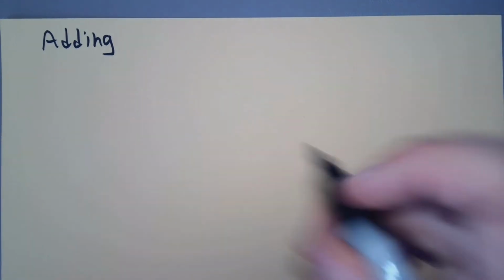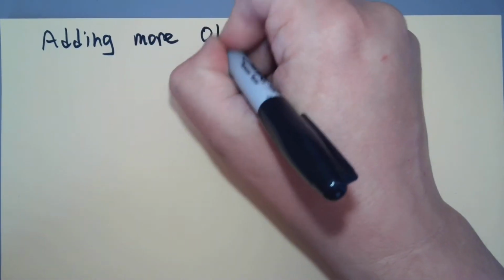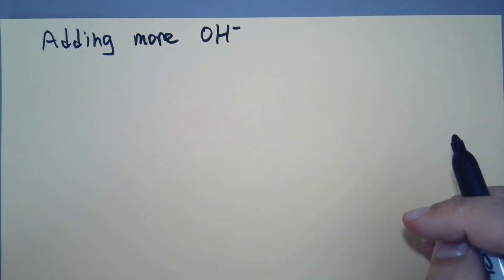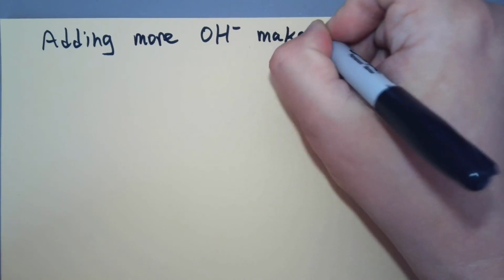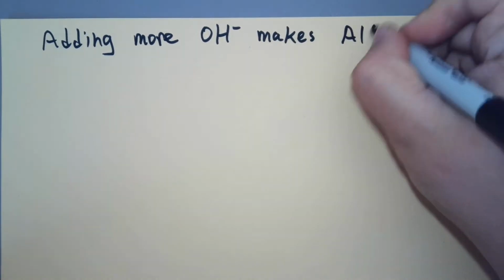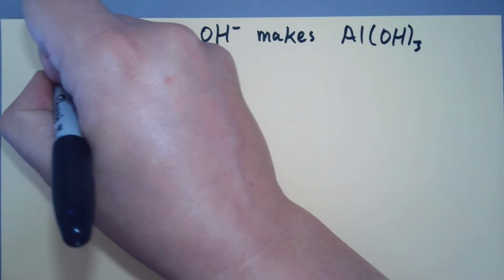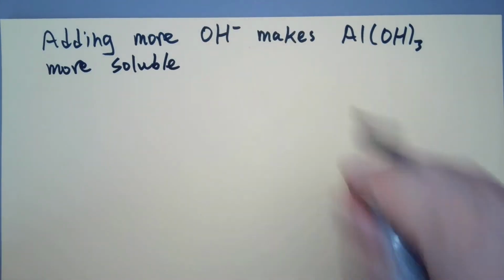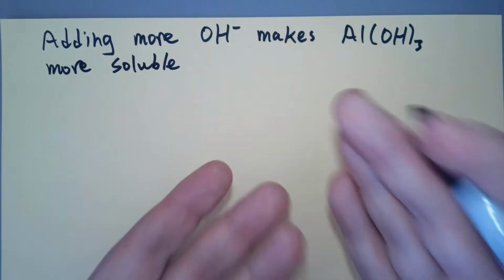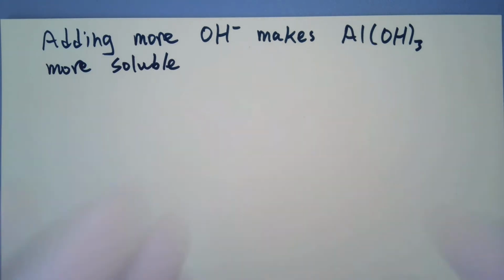Now, what if I told you this? Adding more hydroxide makes aluminum hydroxide more soluble. What? That doesn't make any... The acid-base stuff does not explain this. That makes no sense, right? And you're correct in thinking that.